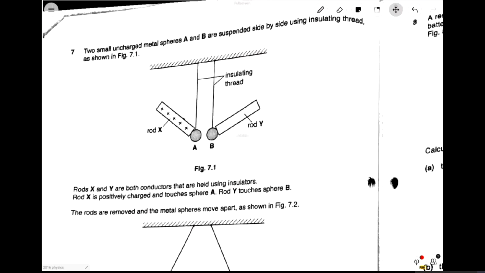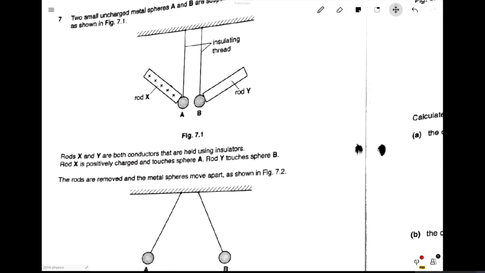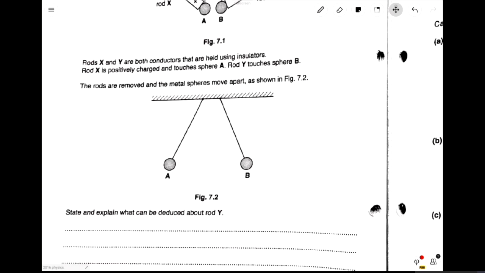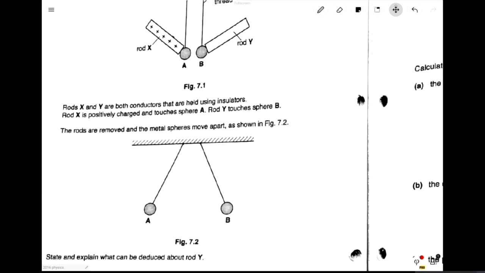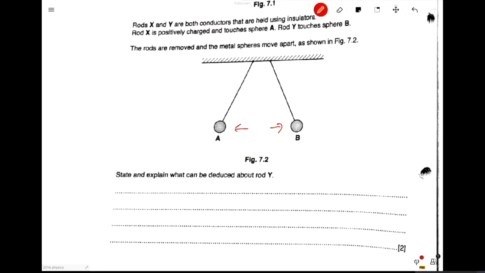Okay, so this is your favorite question. Let's try and see what happens here. Rods X and Y are both conductors. Using insulators, the rods are moved and the spheres move apart. What can be deduced about rod Y? First, they move apart means what? Repel. If this one is plus, here also plus or minus? Rod Y, is it plus or minus? Plus, because they repel. So we say rod Y is positively charged. How do you know? Because they repel.